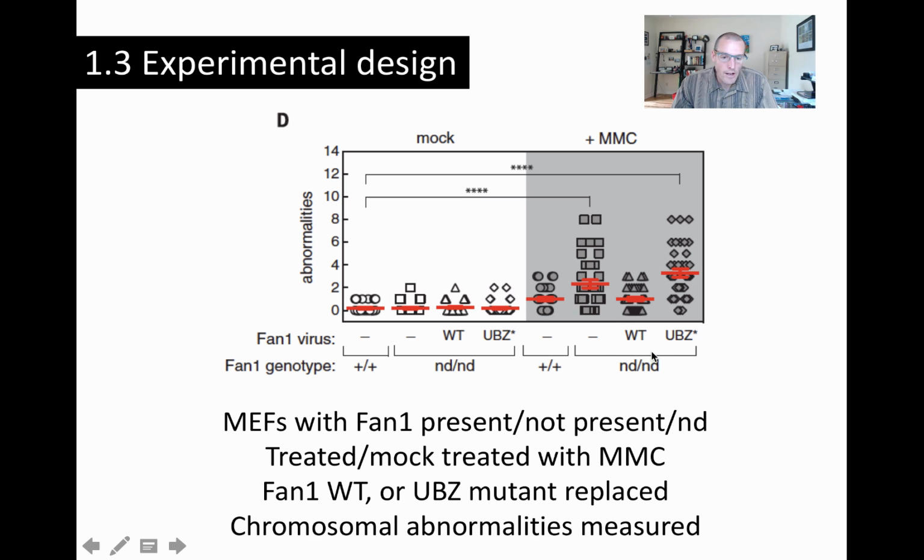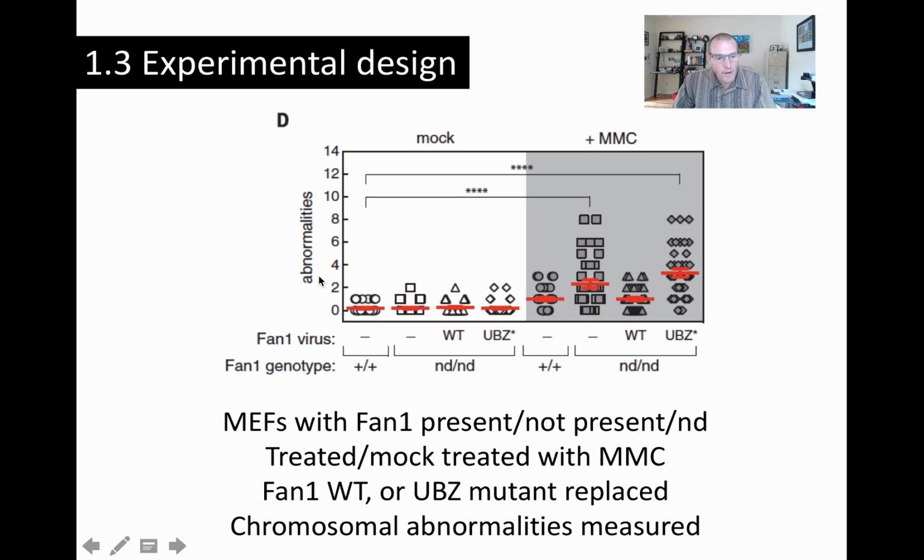If we have nuclease deficient FAN1, and then we add back in the wild type FAN1, we can drop this level of chromosomal abnormality back down to something that was comparable to what we have when we have wild type FAN1 in the cells. If we mutate the UBZ domain and we add that back into cells which have got the nuclease deficient FAN1, then we see a similar increase in the chromosomal abnormality number as if we don't add FAN1 back at all.